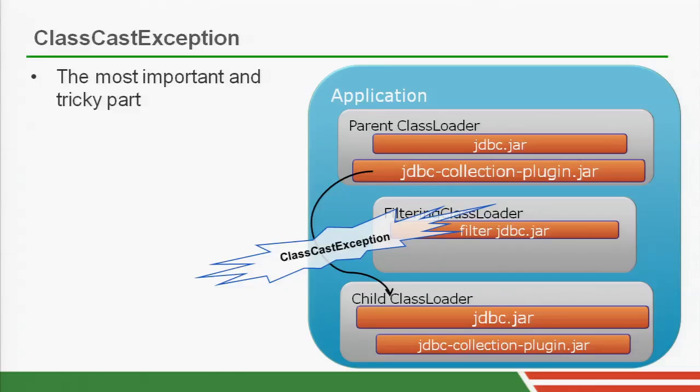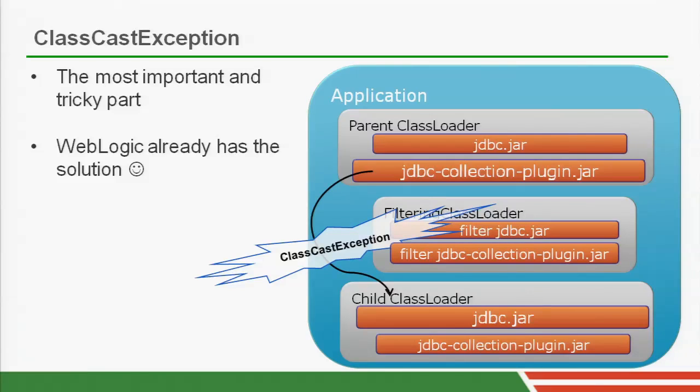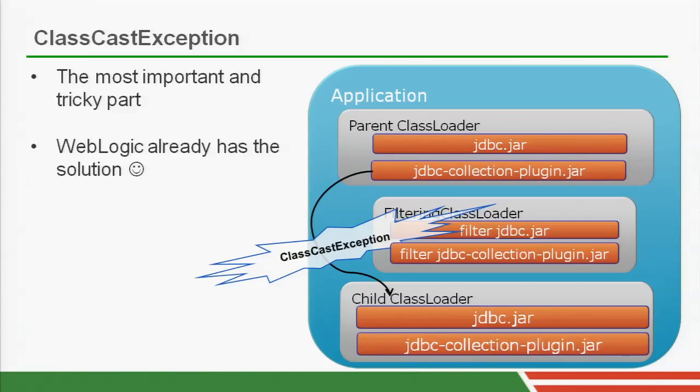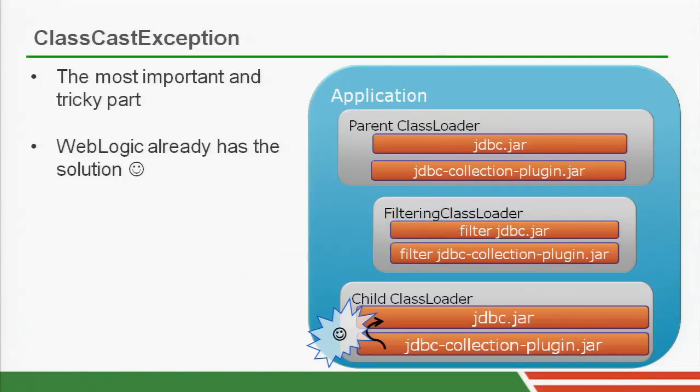So we had to find a solution for this. Now, the obvious thing here, once we actually understood the problem, was to use the same mechanism that WebLogic implemented. We have the filtering class loader here, which was responsible for the JDBC being called from the child class loader. So what we do is we add to the filters all of our collection plugins, and then our collection plugin is called from the child class loader, which is the same class loader as the JDBC. And then everything is okay.